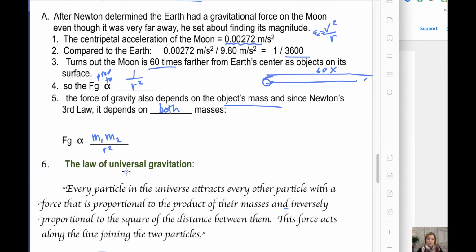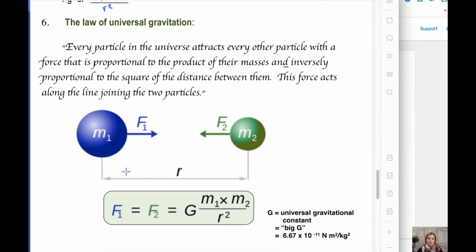This is what the law of gravitation states. Here it is. Way too wordy. Every particle in the universe attracts every other particle with a force that is proportional to the product of their masses. Didn't we just see that? M1 times M2. And inversely proportional to the square of the distance between them. In other words, divided by r squared. But what's so important is it's every particle in the universe. This force acts along the line joining the two particles. What does that mean? It's linear.